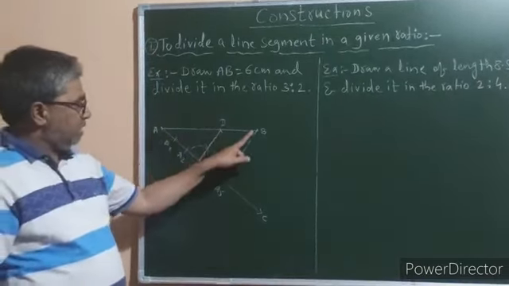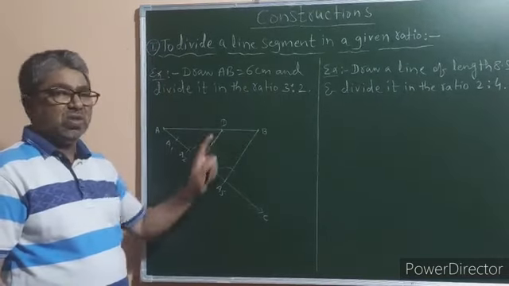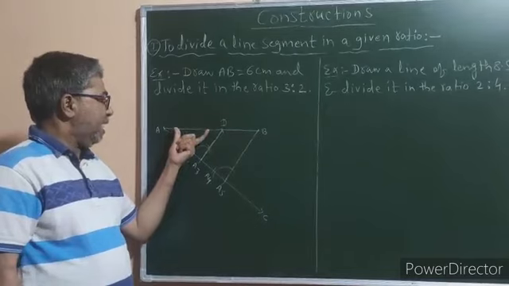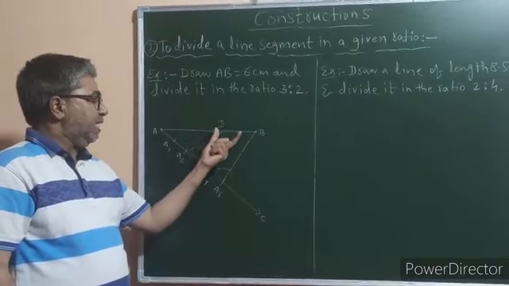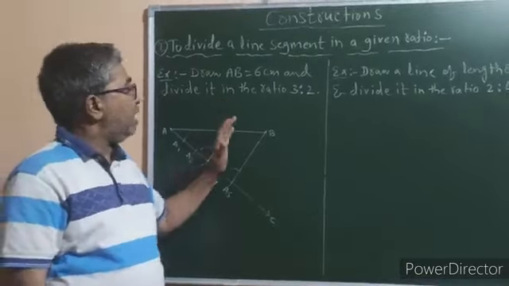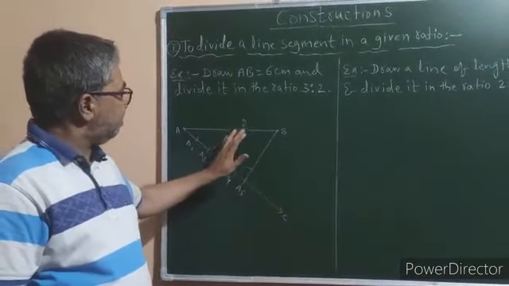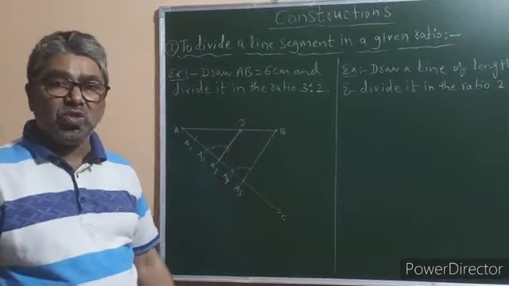So AB is now divided into the given ratio 3:2. AD has got 3 parts and DB will be of 2 parts. So this is how the given line segment is divided in the ratio 3:2.